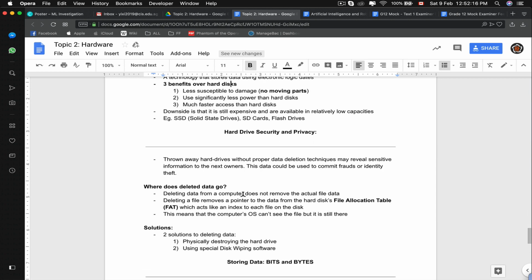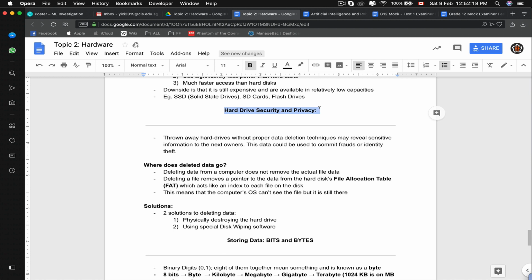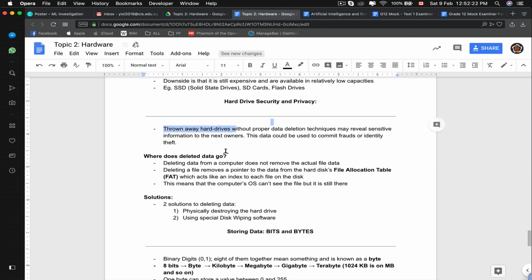So, okay, now we talk about hard drive security and privacy. Security and privacy, those are ethical concerns. So when we don't want to use a computer anymore, we tend to throw it away. At least my mom threw my old computer away, and I was really sad about it. It was really old, but it had good memories on it, you know.